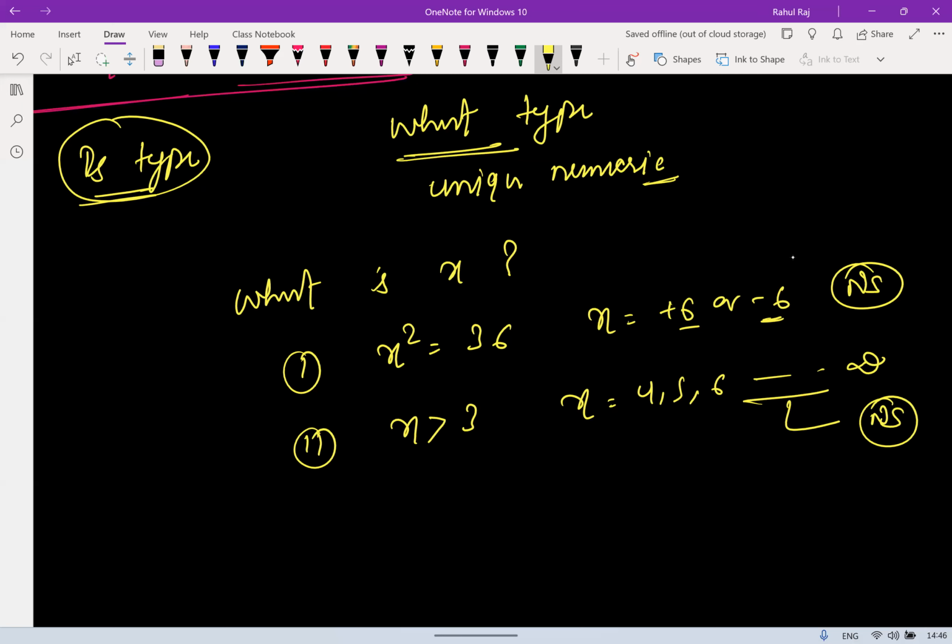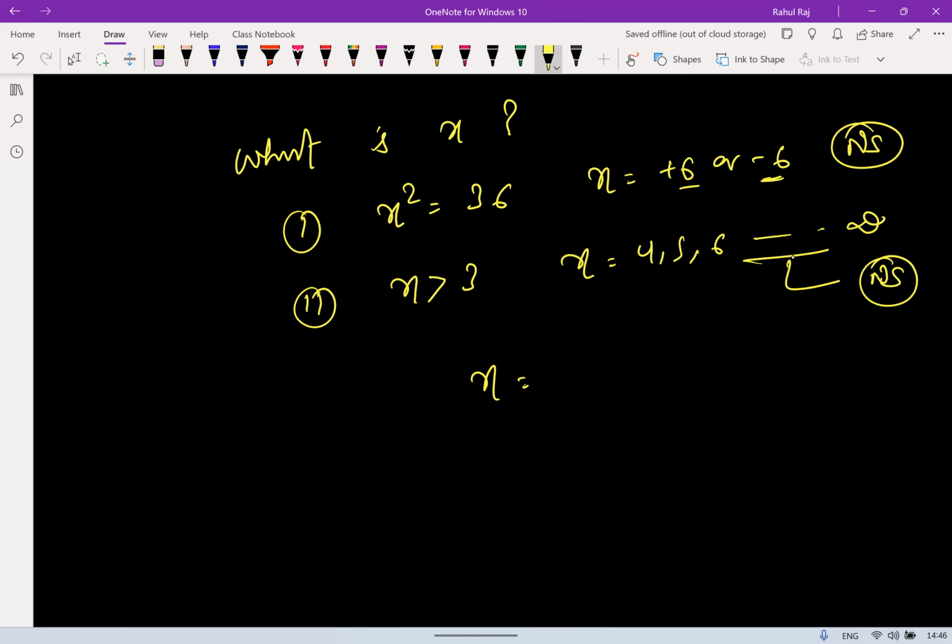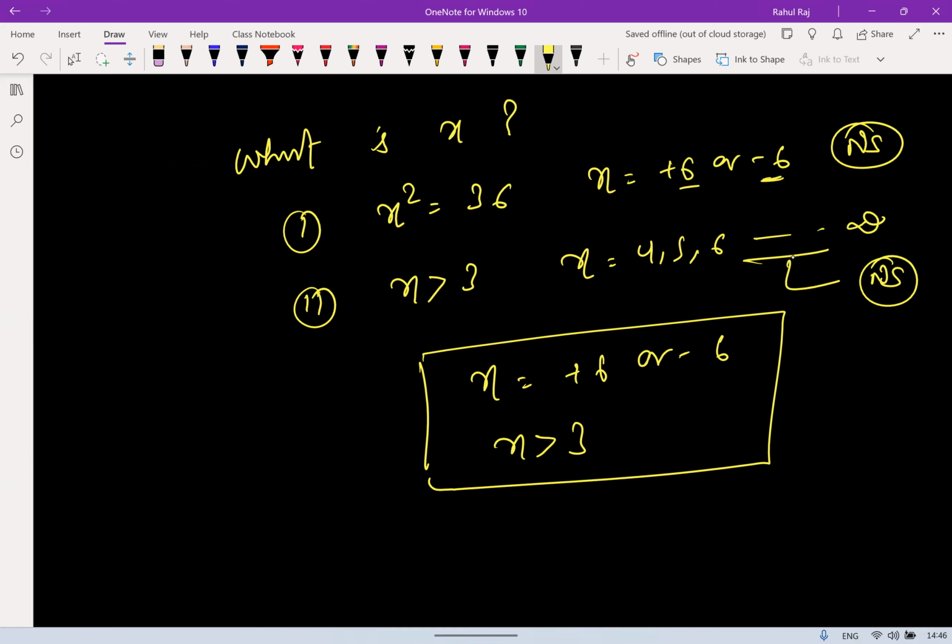But now when you combine these statements, what happens? x can be plus 6 or minus 6, and statement number 2 says x is greater than 3. So if you combine this, what exactly do you get? Do you get x is equal to 6? Yes or no?